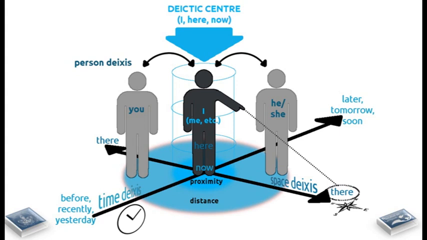Finally, if we talk about person deixis, we can see that the center is I or me, and then there could be some other people at relatively different proximity, such as you, which will be after I, and then he or she, who will be farther from the person who is speaking. So these are the three different ways in which deixis is expressed in the English language.